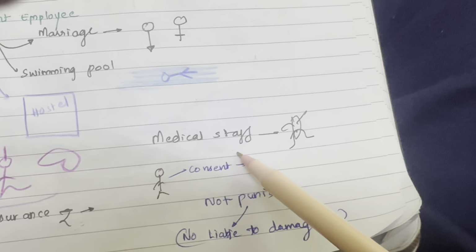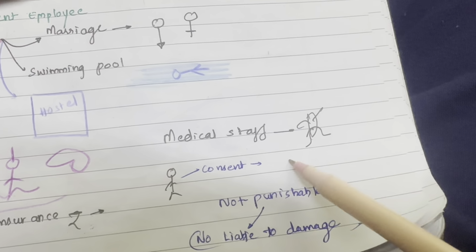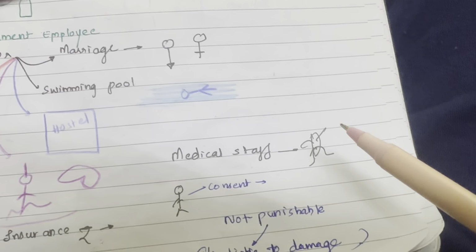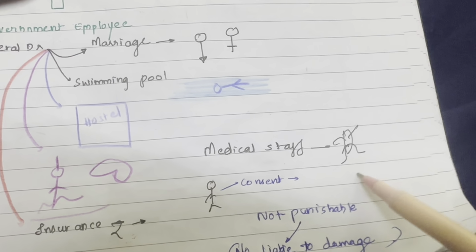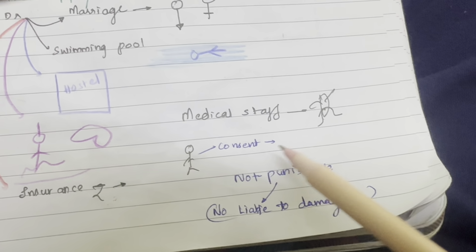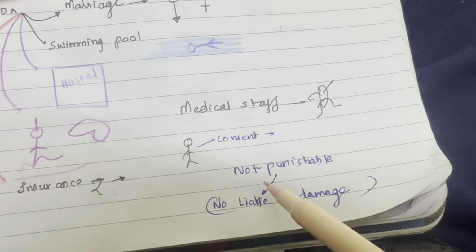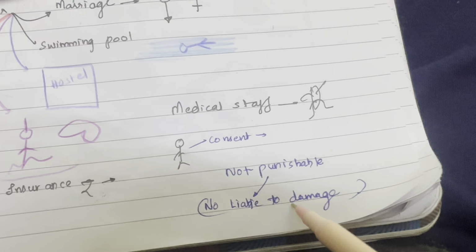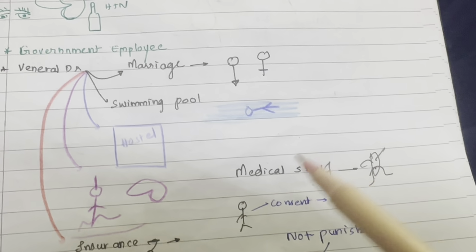Medical staff. A doctor can discuss information on the patient with other doctors and paramedical staff, for example, radiologists, physiotherapists, and nurses, to take precautionary measures against infectious disease and also to provide better service to the patient. If the patient gives consent to disclose the information, or if it is a privileged communication, it is not punishable and not liable to damages if it is in the interest of the community.